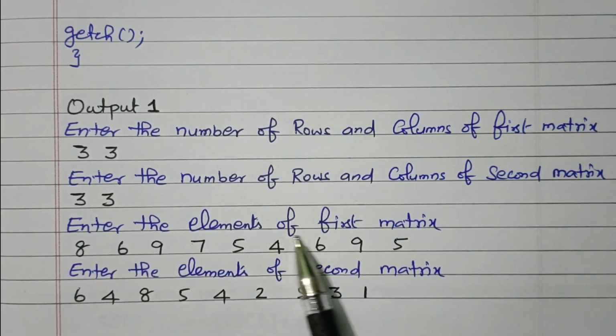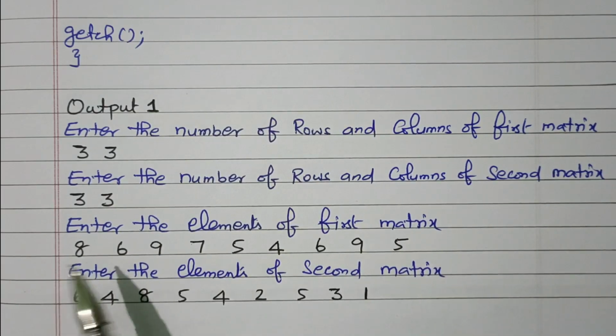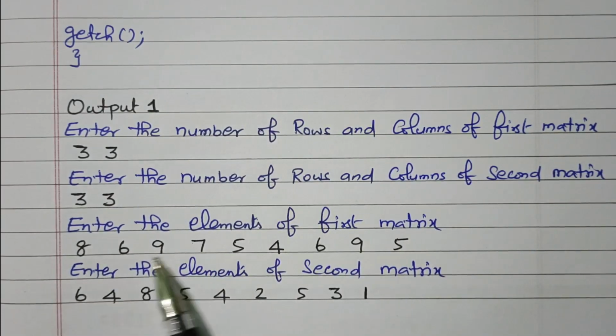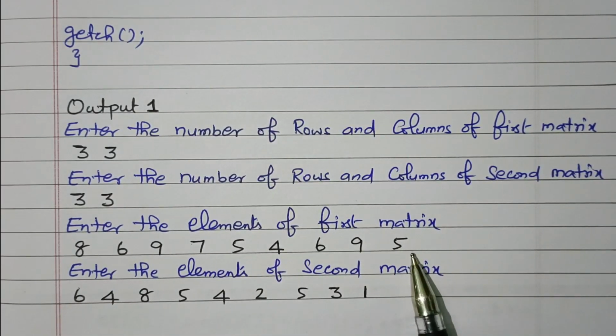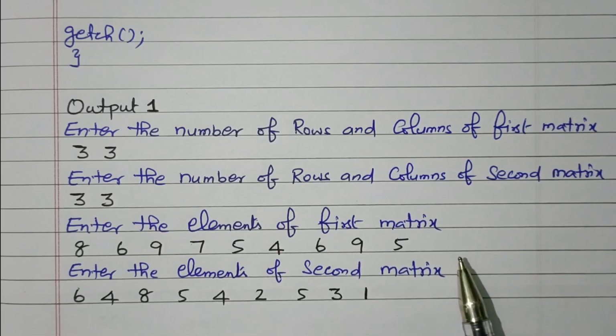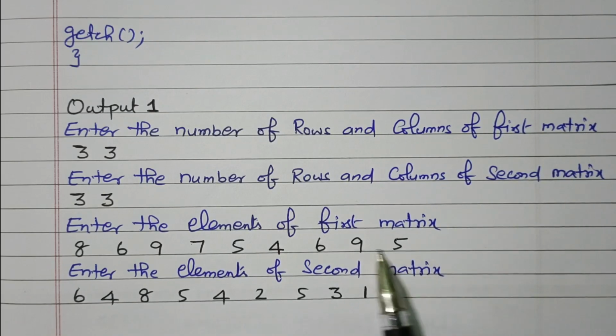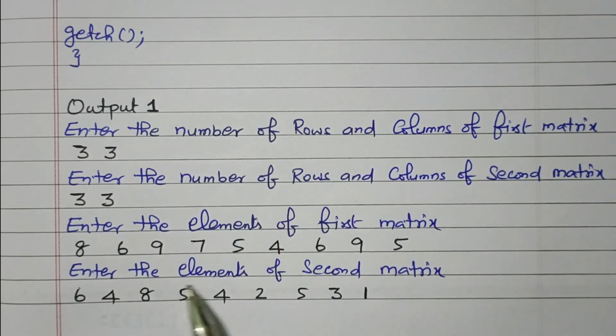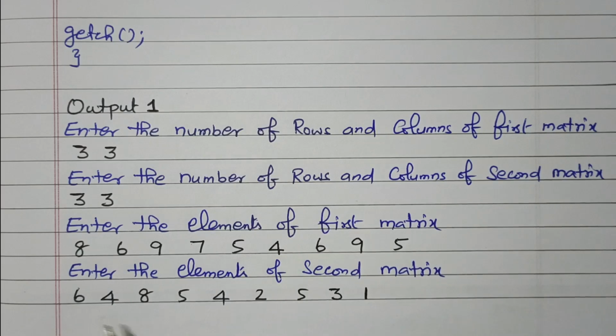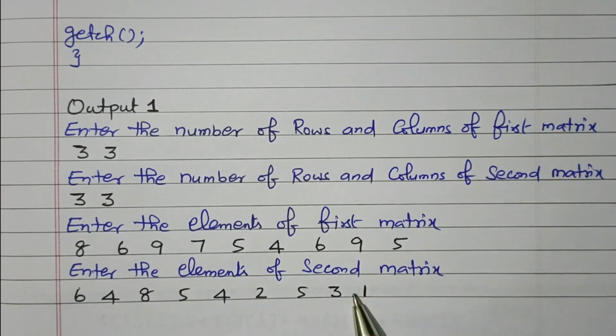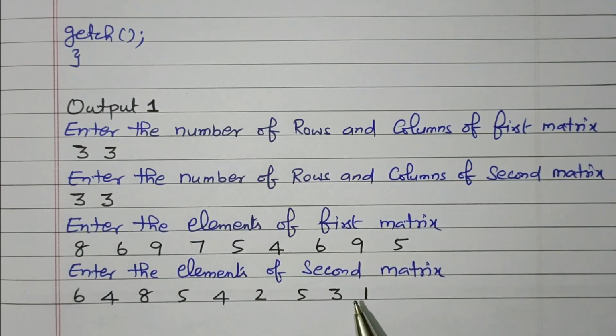Then enter the elements of the first matrix. So the same values we used in the example are entered. 9 values. If you enter a 10th value, not a problem. It will not accept it. It will not store it in that location. It will only accept 9 values. Then enter the elements of the second matrix. So the elements are entered. Now it will subtract all the data. Then we'll go to the resultant. See how the resultant matrix is printed.